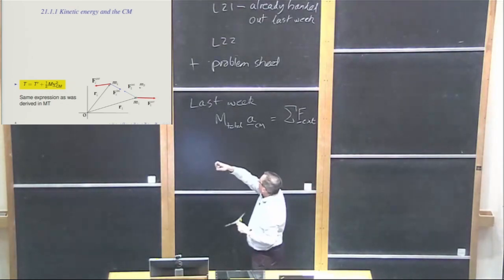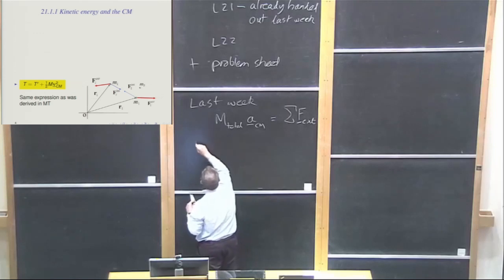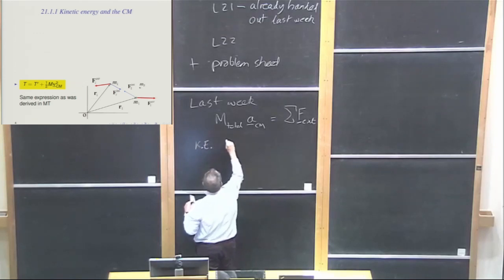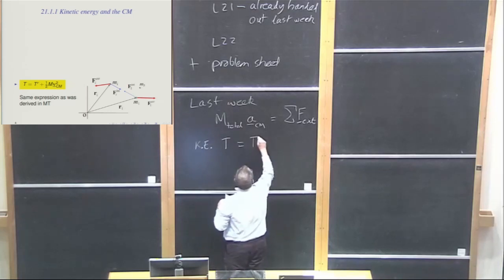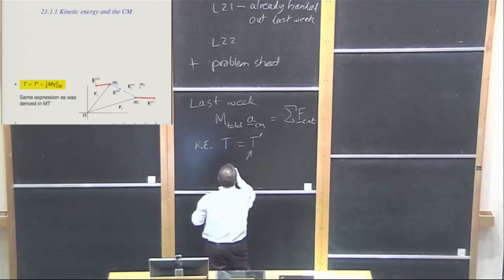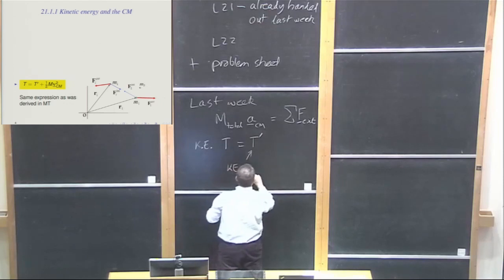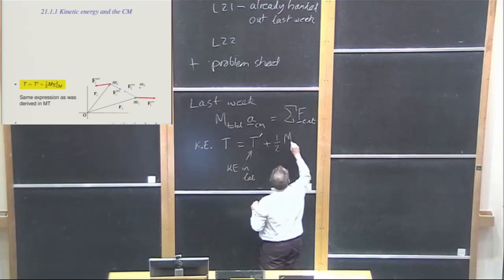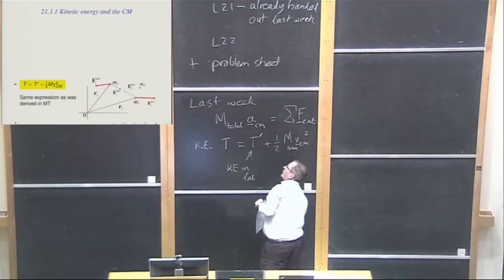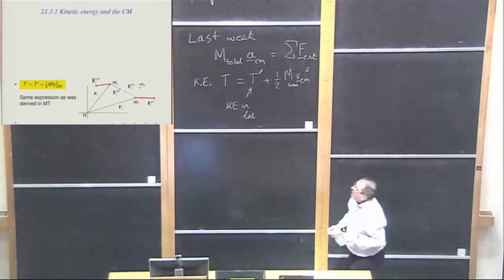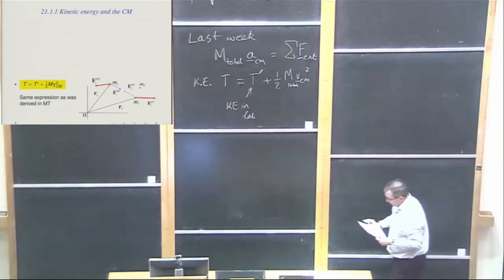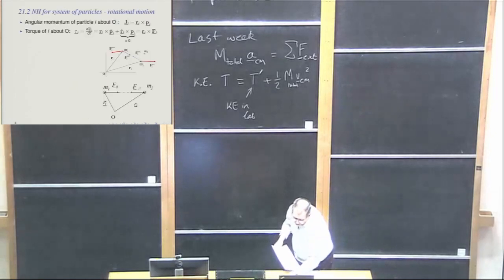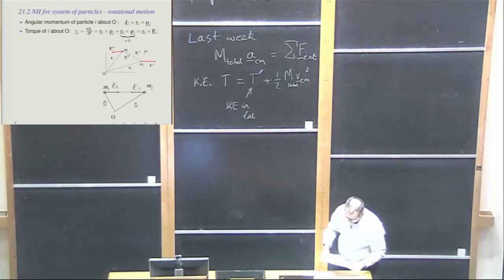Also, at the bottom of this slide, the kinetic energy T is equal to T prime, the kinetic energy in the lab, plus the kinetic energy of the moving center of mass, where this is M total. So those are results for translational motion, but they were revision to get us warmed up for looking at rotational motion. So that is where we start today.